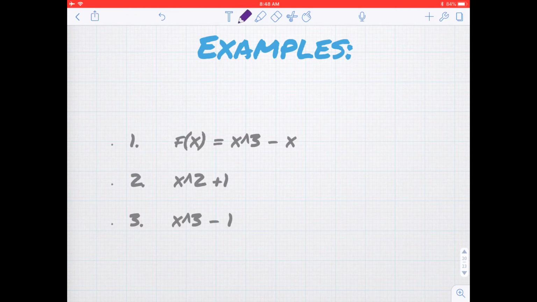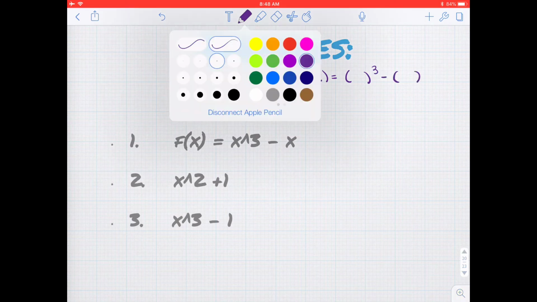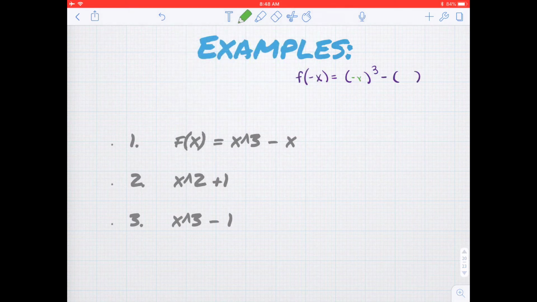So looking at number 1, f of x is equal to x to the third power minus x. I'm going to take that function and evaluate at negative x. So x cubed minus x, and in for x, I'm going to plug in negative x. And negative x to the third power is still negative x cubed, and the negative and a negative change to a positive x.